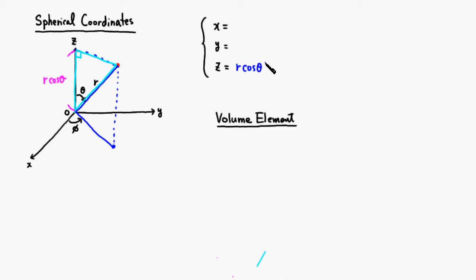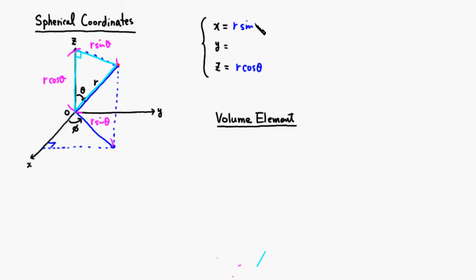Then r sine of theta would be right here, which is the same thing. Maybe I should write it here. So this is the same length, r sine of theta. If you want to find the x coordinate, you would have to go here. Then again, you can visualize the right triangle there. So you can do r sine of theta times cosine of phi.